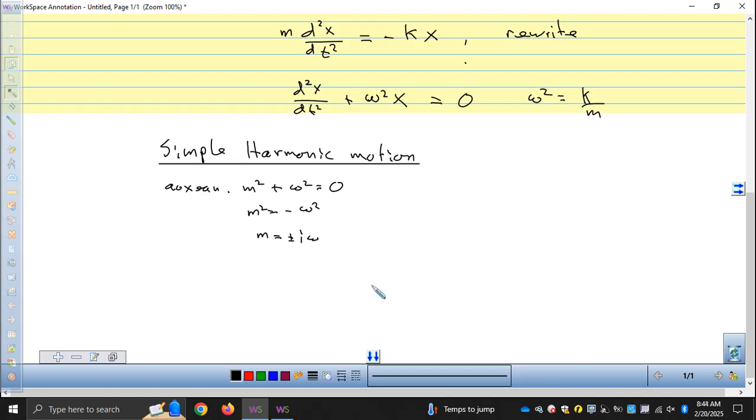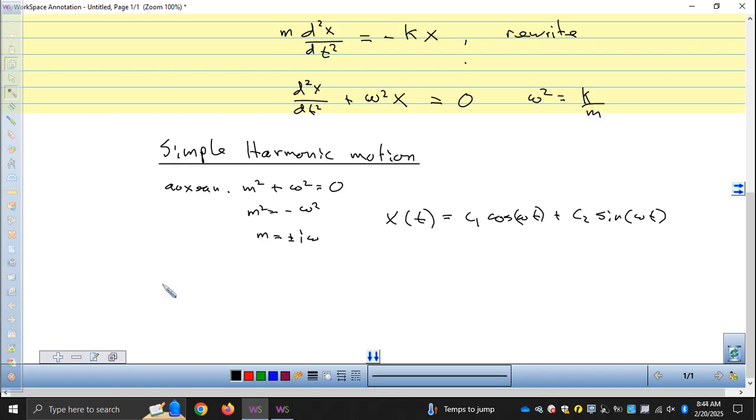Yes, we've done a few homework problems that kind of preface what we're talking about today. So we get our solution, x of t is C1 cosine omega t plus C2 sine omega t. And this is called simple harmonic motion.